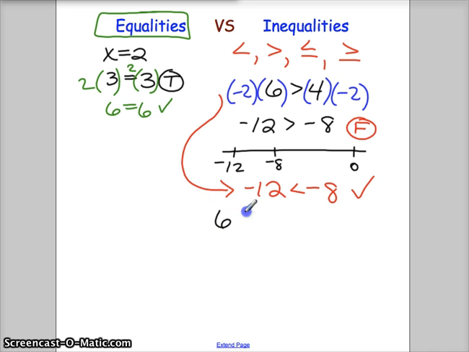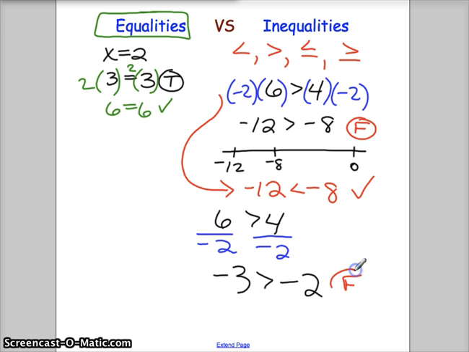If you take 6 is greater than 4, that's our original statement, and we agree that that is true. If you now divide by a negative 2, you're going to get negative 3 compared to negative 2. If you keep the inequality symbol the same, you're going to get negative 3 is greater than negative 2, but negative 3 is farther away from 0. Therefore, this is a false statement. And in order to make this statement true, you are going to have to flip the inequality symbol. So negative 3, instead of greater than, is less than negative 2, and now you have a true statement.